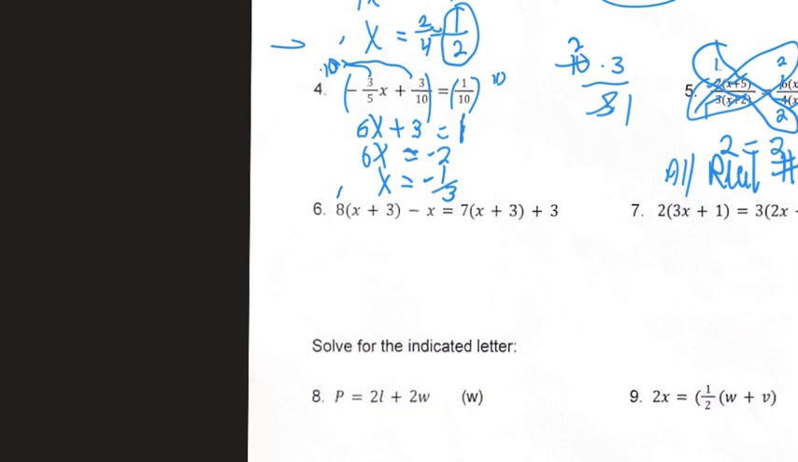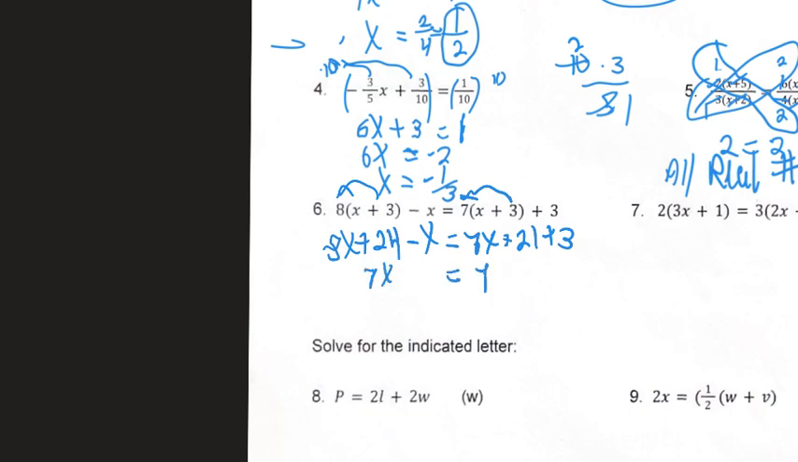This one is 8x plus 3 minus 1x. 8x plus, not 3, 24 minus x equals 7x plus 21 plus 3. So I got some bunch of x's. I have 7x on one side and 7x on the other side. I have 7x on both sides, and I have a 24 over here. And it looks like I have a 24 over here. So all real numbers, they're both the same on both sides.